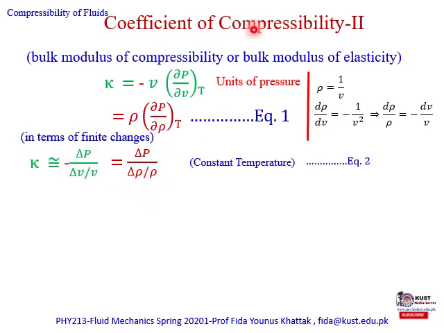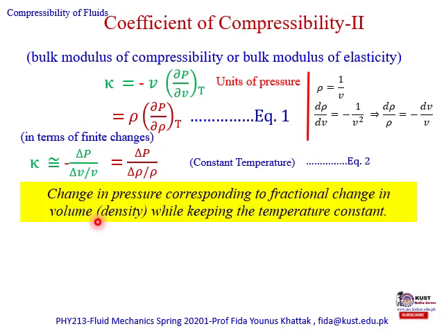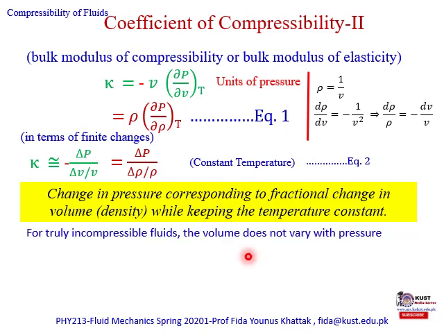And all this, of course, we have at constant temperature. So, change in pressure corresponding to the fractional change in the volume or the fractional change in the density while keeping the temperature constant. And that's the definition of coefficient of compressibility. So let me say it again. The coefficient of compressibility is the change in pressure corresponding to the fractional change in volume and density at constant temperature.